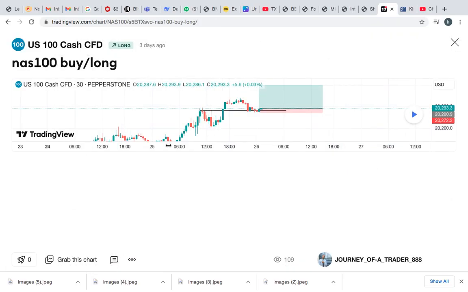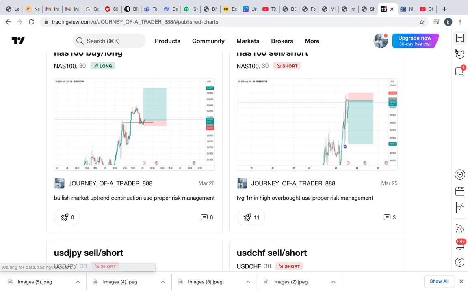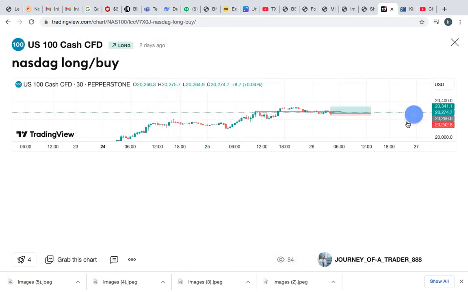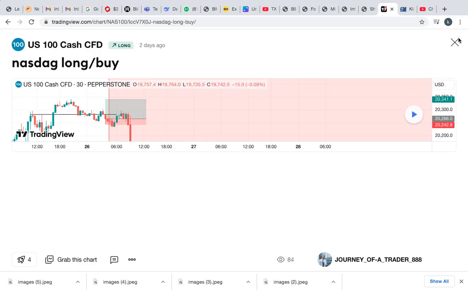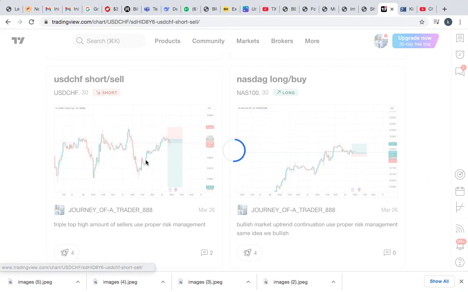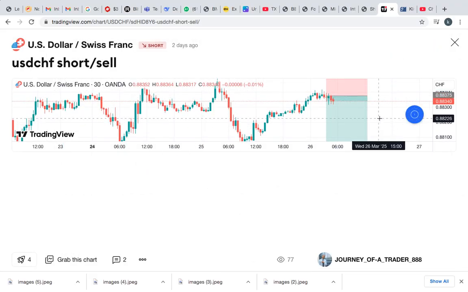So on the 26th, I had bullish sentiment on Nasdaq the whole day, and we lost. Right, we move on to the next. And I had another trade idea as bullish on Nasdaq on the 26th, and we lost. Right. Okay. So then I switched up to USD CHF, guys, for a sell, and let's see what happens.